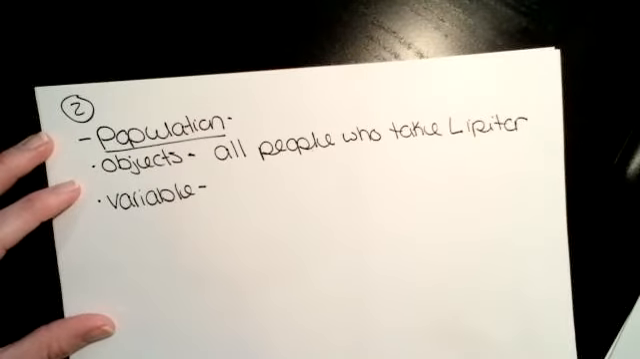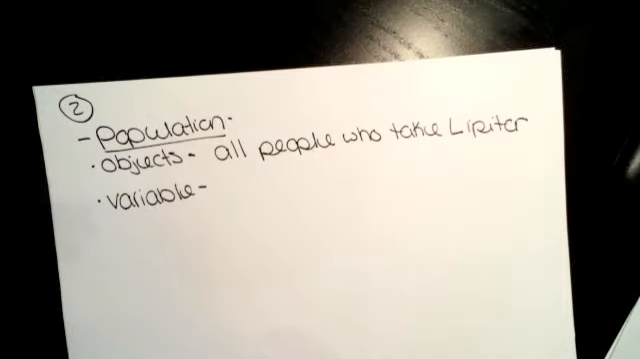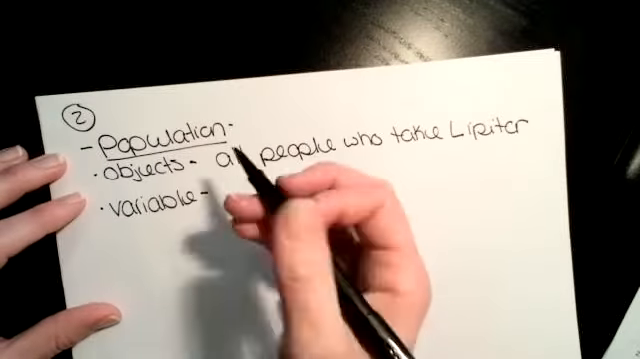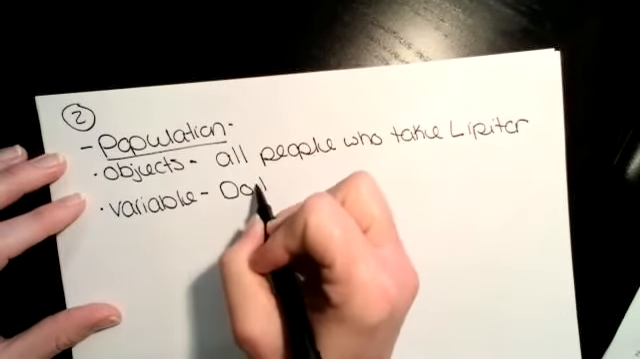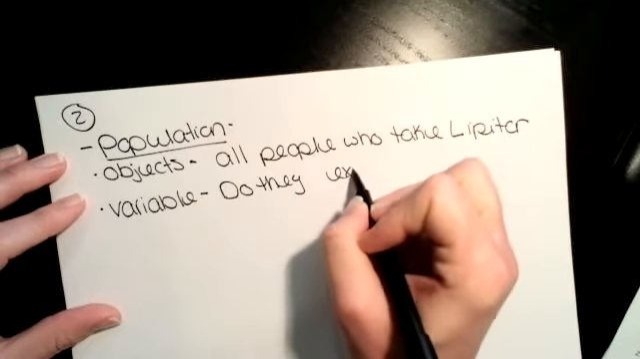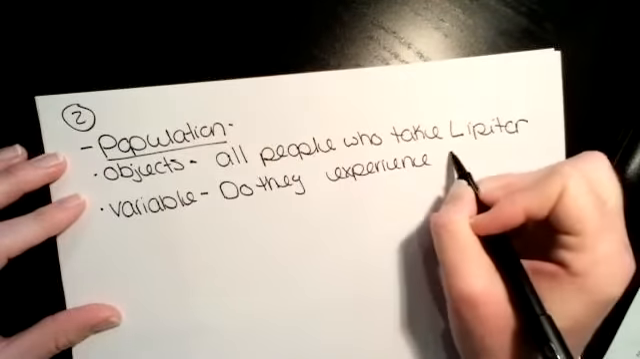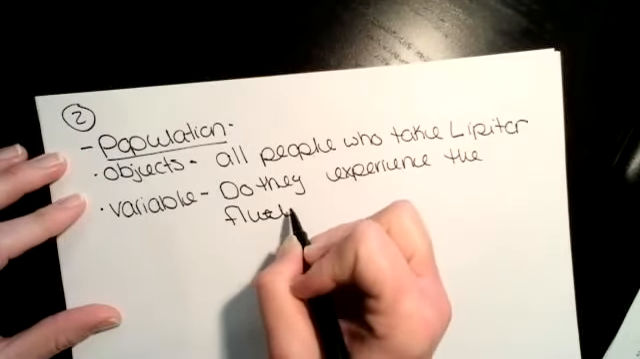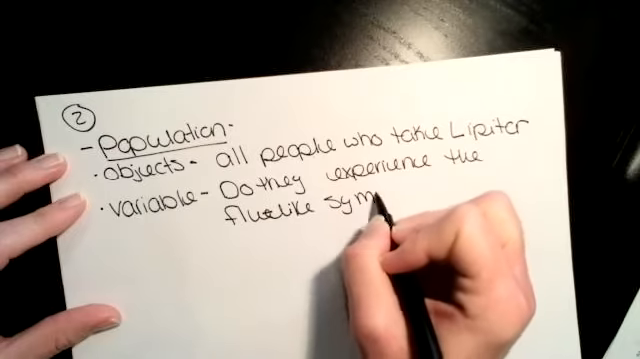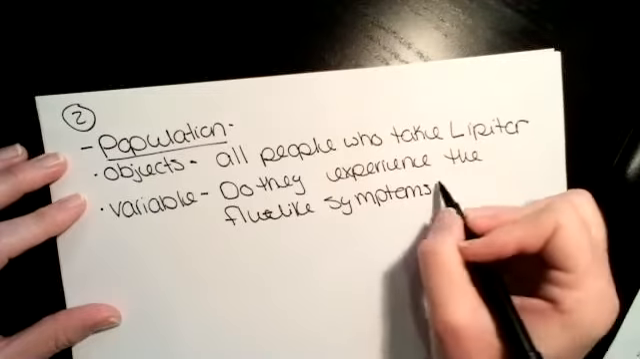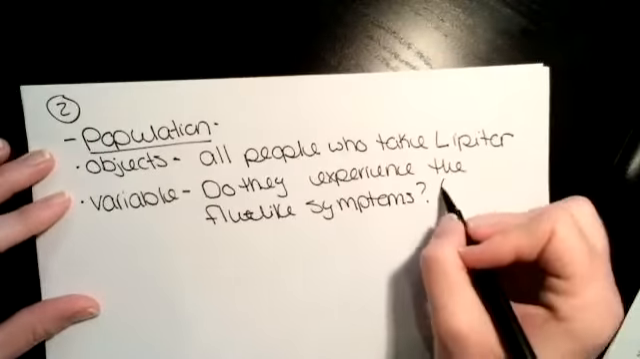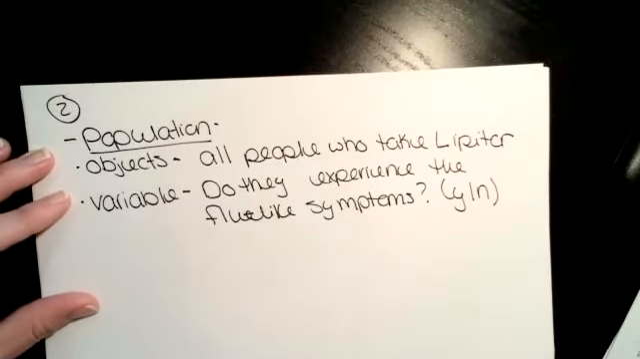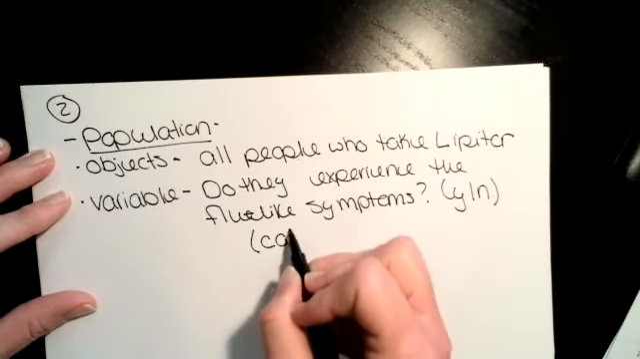Numerical is just time, right? And the last one, you could just write time and that would be clear. This one's a little bit more to it. So this one's if they experience those flu-like symptoms or not. So I just write mine as a question and I say, do they experience the flu-like symptoms? And I'm just going to say this is a yes or no question. And then from that, I say, okay, this is categorical.